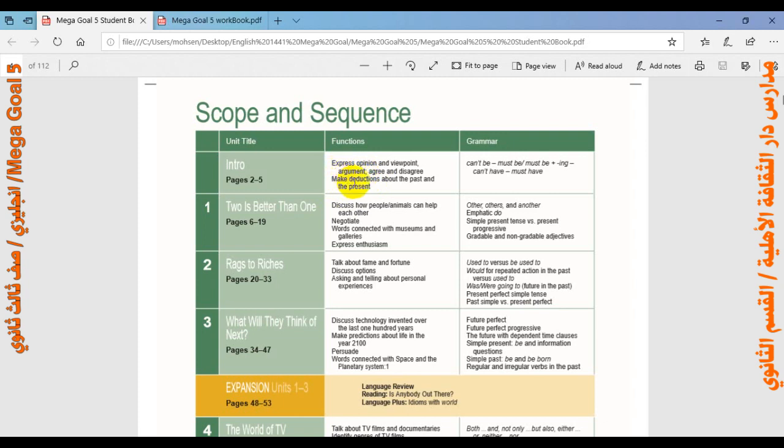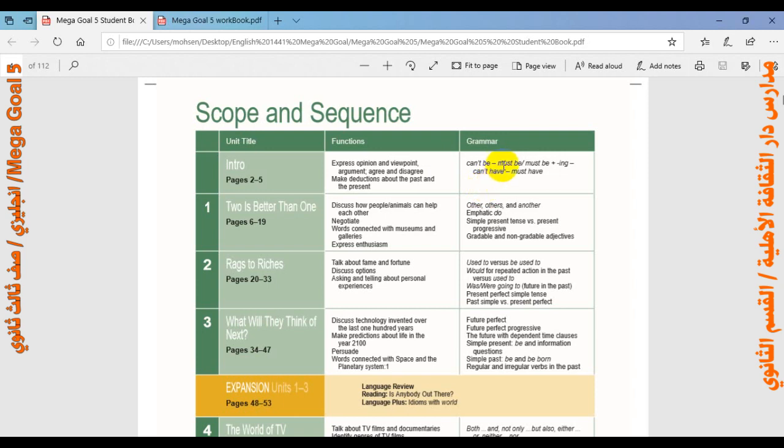Argument means a discussion or a heated disagreement. Agree and disagree, how to express agreement and disagreement. Make deductions about the past and the present. The grammar in it about deductions is can't be or must be plus ing. Where's your father, for example? You can say he can't be here. Why? He has been to London, so he is in London now.